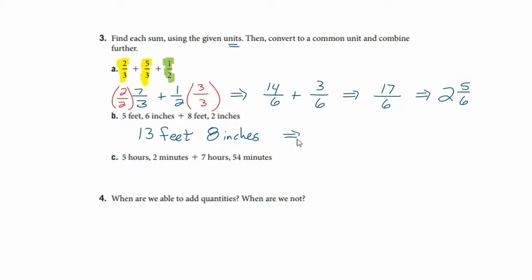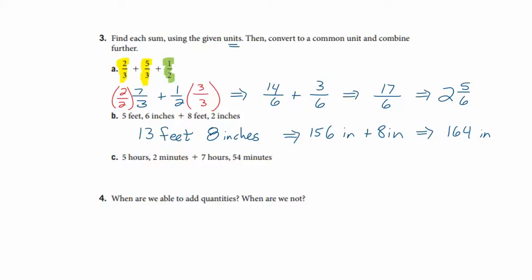I would probably change the feet to inches by multiplying by 12. You could change the inches to feet by dividing by 12, and you'd have a decimal. Maybe we should show that as well. So if I multiply this by 12, let's see, I get 156. So that would be 156 inches plus 8 inches, and that would give me 164 inches.